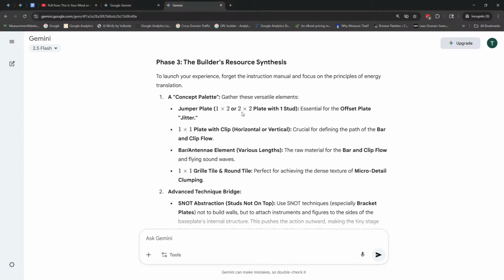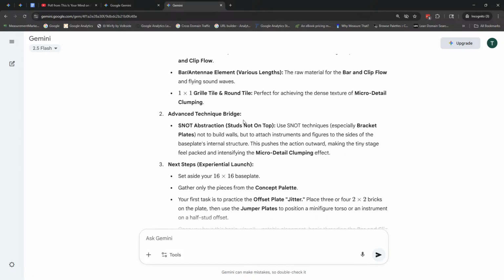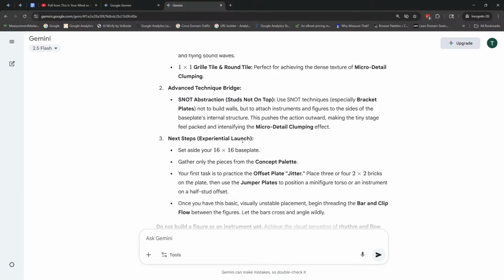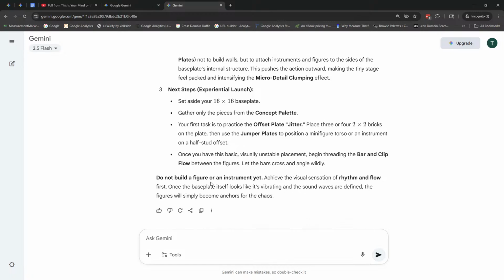Here's how it's coming through, so you have a little bit more of a recipe. That's useful. Studs not on top, so SNOT does mean something in Lego world. Okay, that's good, because I saw that a lot. Do not build a figure or instrument yet. Achieve the visual sensation of rhythm and flow first. Once the base plate looks like it's vibrating and the moves are defined, the figure has simply become an anchor for the chaos.